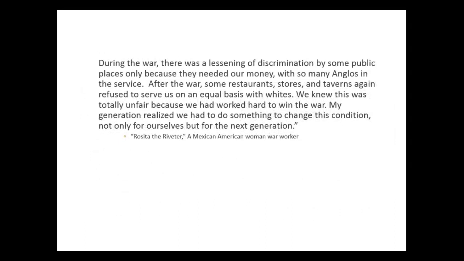During the war, there was a lessening of discrimination by some public places only because they needed our money, with so many Anglos in the service. After the war, some restaurants, stores, and taverns again refused to serve us on equal basis with whites. We knew this was totally unfair because we had worked hard to win the war. My generation realized we had to do something to change this condition, not only for ourselves, but for the next generation.